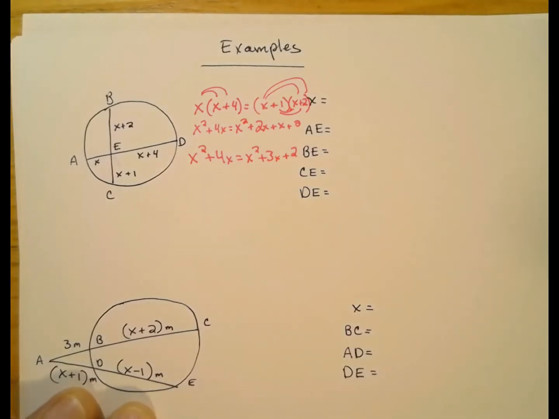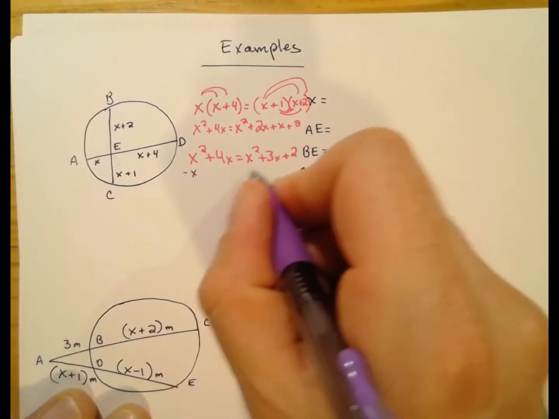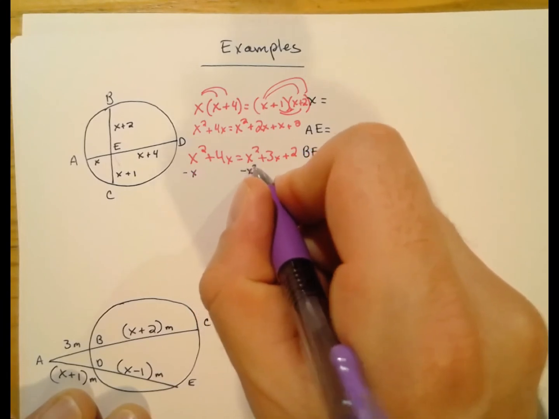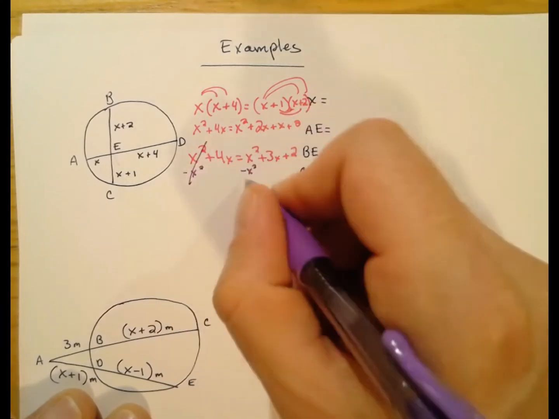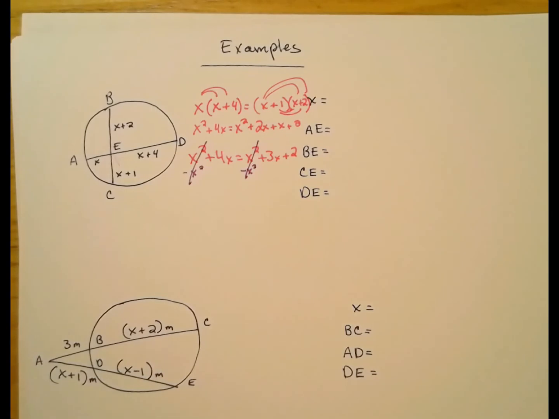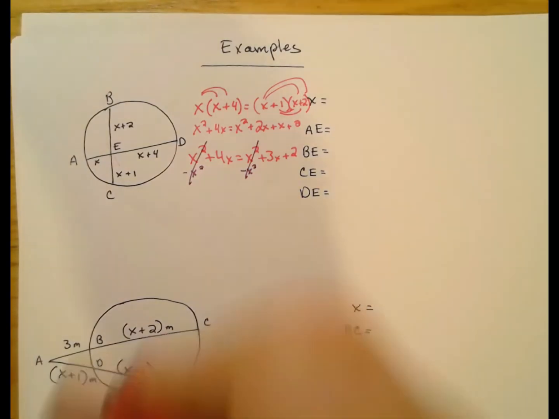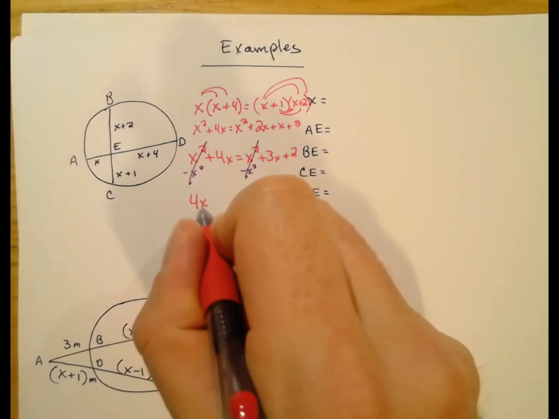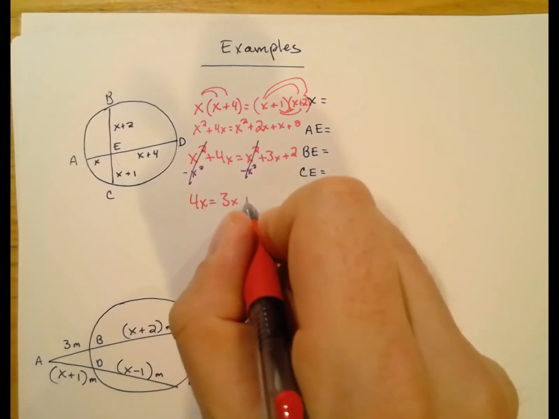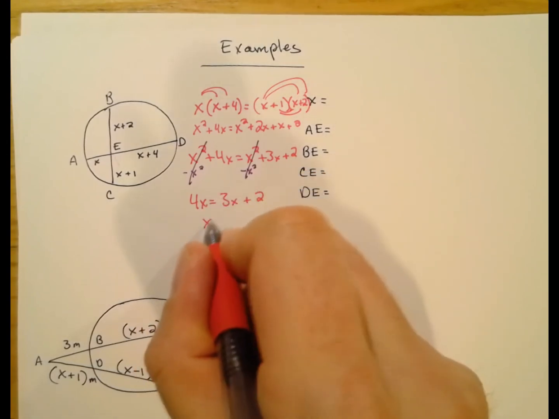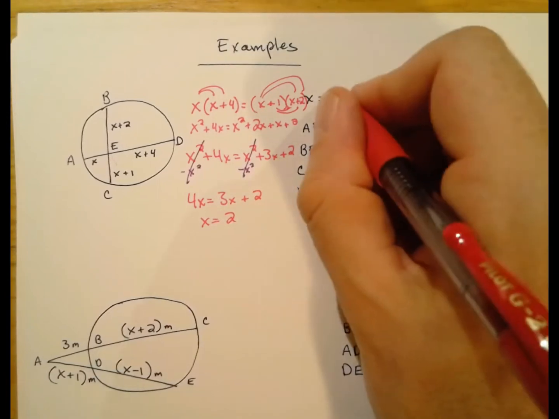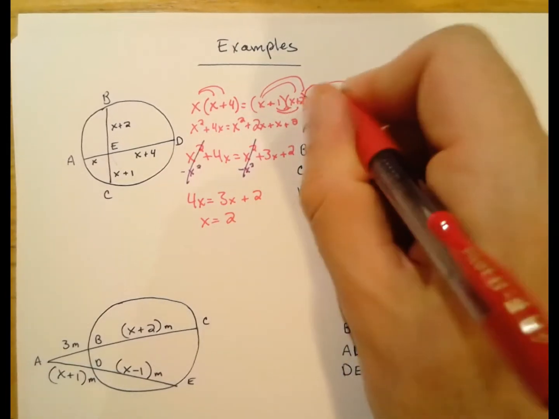Now this one's very convenient. We don't actually need the quadratic formula here because the x squareds subtract right out of both sides, and now we just have 4x equals 3x plus 2. Subtract the 3x from both sides, x equals 2. So now we know x equals 2.